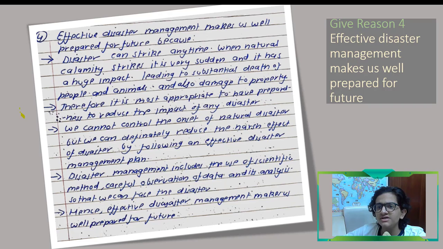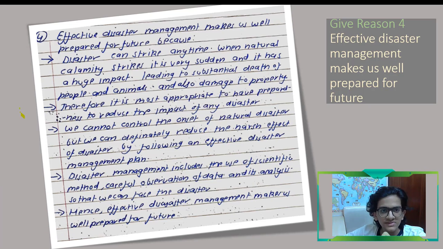Effective disaster management makes us well prepared in future. A blue highlighter would do. Effective disaster management makes us well prepared for future because disaster can strike anytime. When a natural calamity strikes, it is very sudden and it has a huge impact, leading to substantial death of people and animals and also damage to property. Therefore, it is most appropriate to have preparedness to reduce the impact of any disaster.